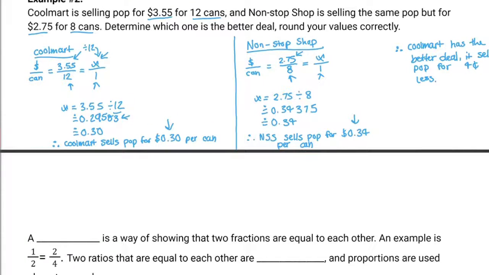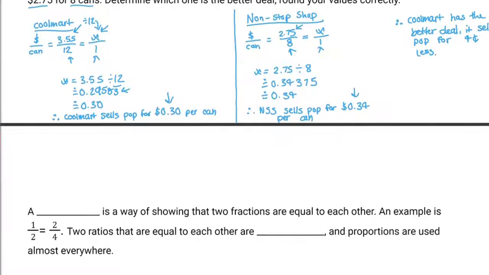Alright, now that we know how to round and solve that, let's move on to proportions. So what is a proportion? A proportion is a way of showing that two fractions are equal to each other. An example is 1/2 is equal to 2/4. We know that this 2/4 can be reduced back to the 1/2 by dividing both the numerator and denominator by 2. So two ratios that are equal to each other are called proportional. That's the term we use to describe them. And proportions are used almost everywhere.